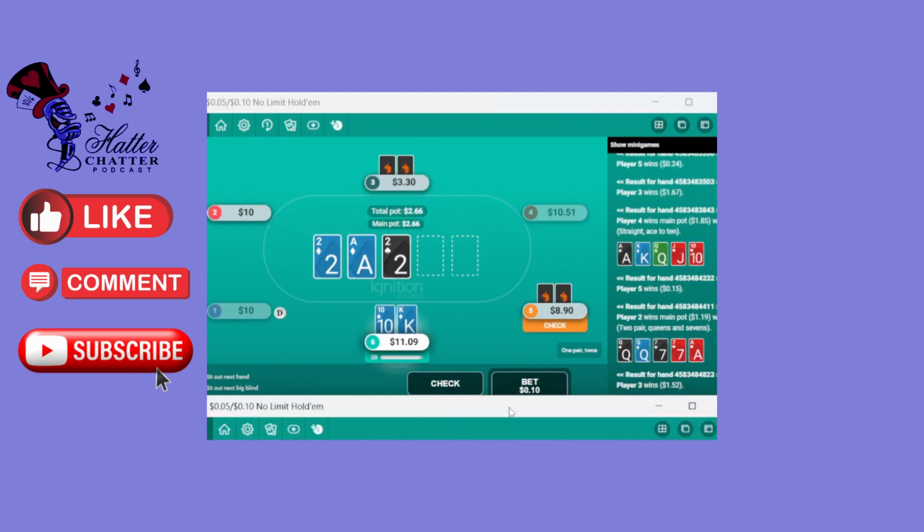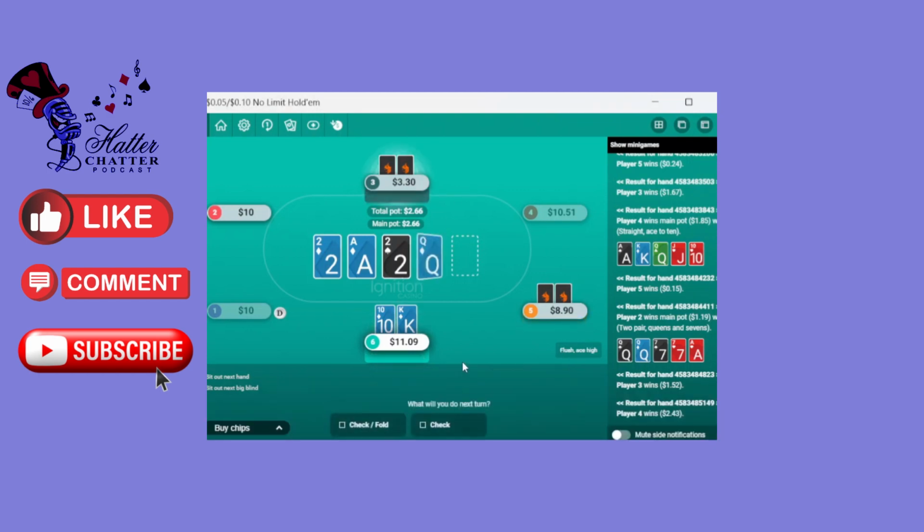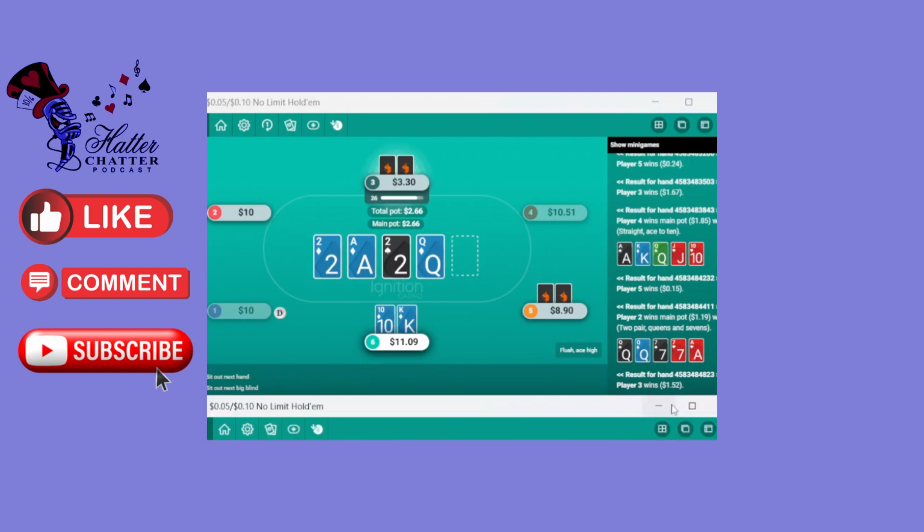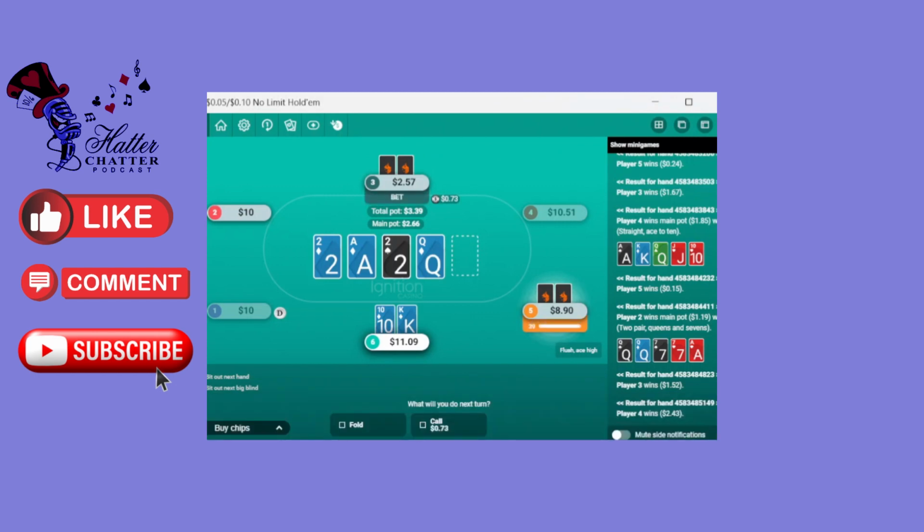I thought about betting, but I decided to go ahead and take the free card since the board's paired. And on the turn, we actually have a royal draw right here, y'all. So this is a great situation. Now my man's going to lead out for 73.